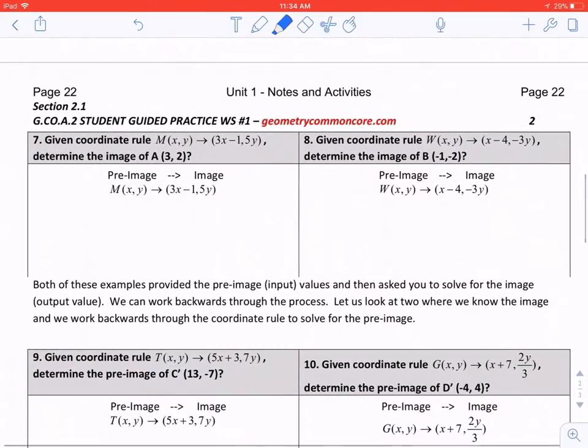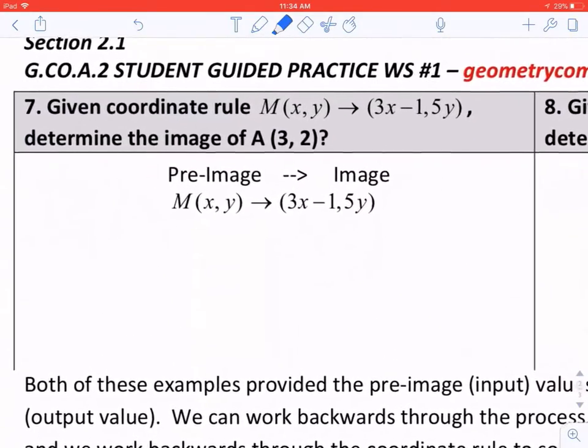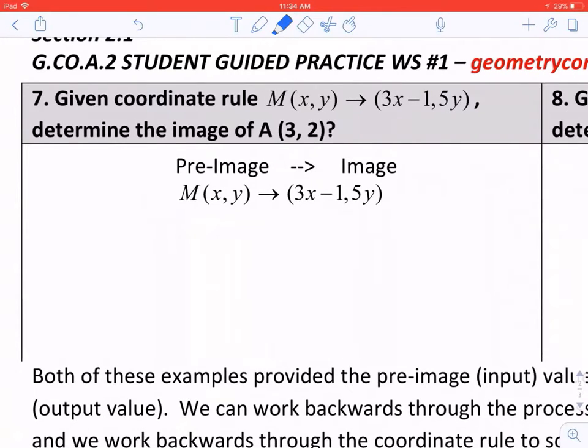Well, let's get to an example. Hopefully you're going to see some similarities between this and what you did in algebra with functions. Given coordinate rule M, x y becomes 3x minus 1, 5y. Determine the image of 3, 2. So here's what we need to know. This x value that you see here is an x value, obviously. This 3x minus 1 is actually x prime. That's the new x version. This y value is in the preimage, and this 5y is actually y prime.